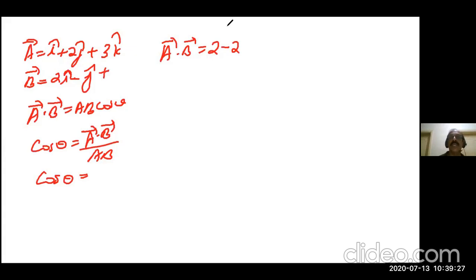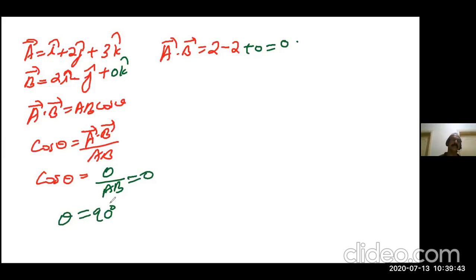K is not given, so zero. 0k, so that will be 0. So the whole thing will be 0. So A dot B is equal to 0. Then let AB be anything, the answer will be 0. Cos theta 0 means theta is 90 degree. Finish it.